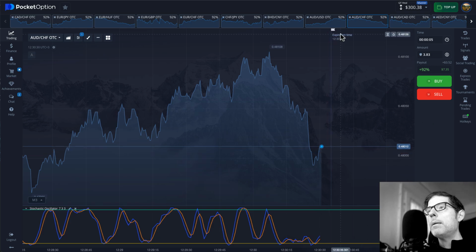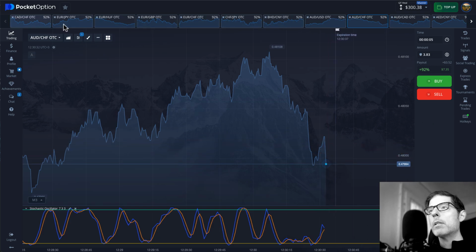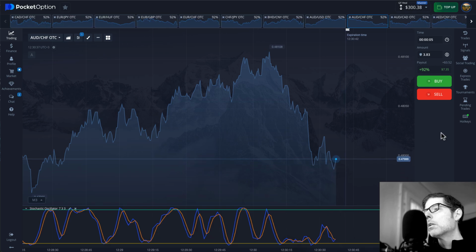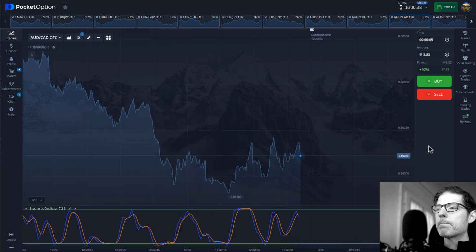Great. Let's check the payouts on the assets. Everything is paying out around 92%, so that's great. And let's go ahead and continue.